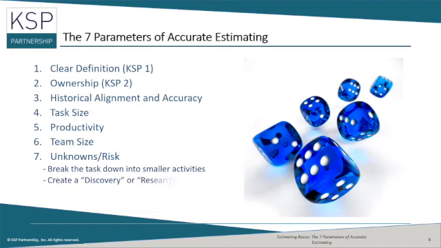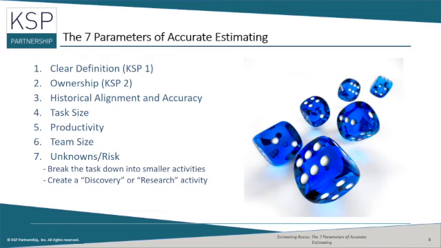Second, include a discovery or research task designed to reduce the risk. Estimate the discovery or research task, and the rest of the task will fall nicely into place. Perhaps surprisingly, estimating discovery tasks is not as difficult as you might imagine.